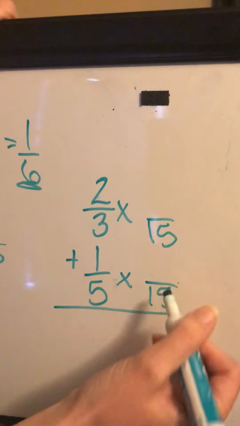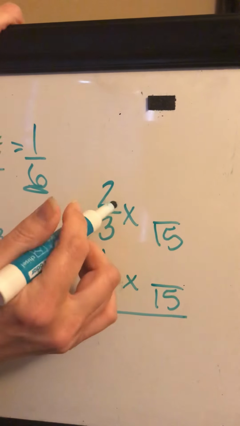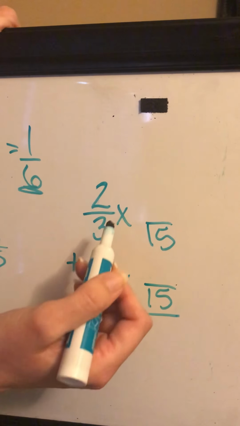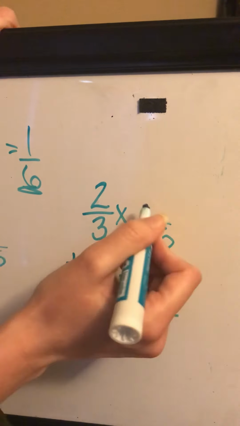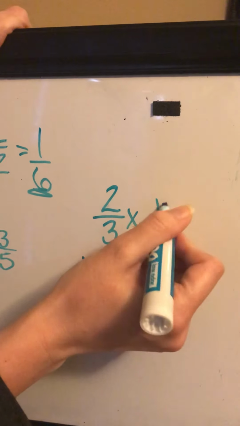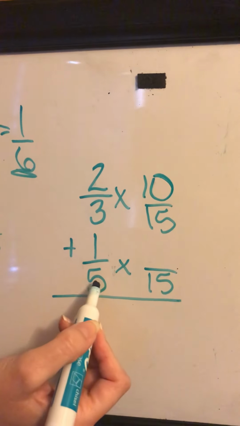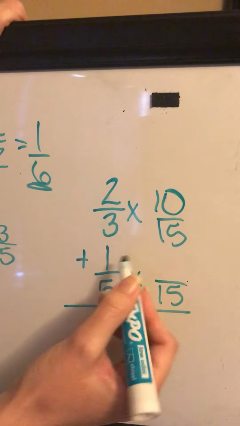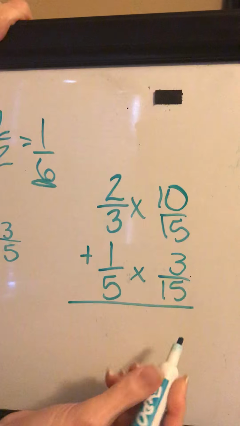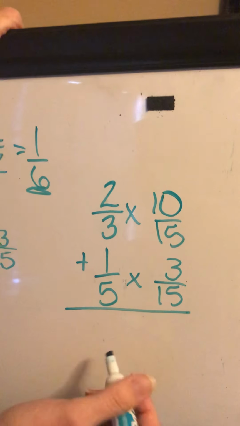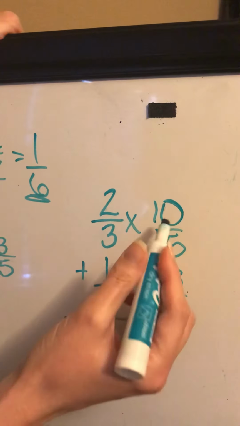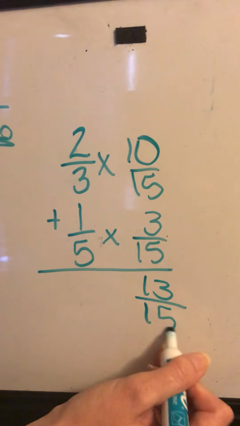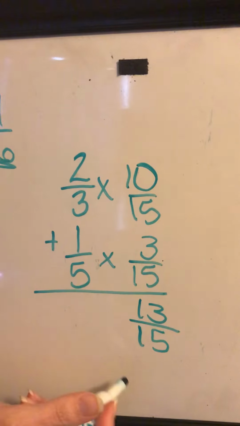And then if you'll remember, whatever I do to the denominator, I have to do the same thing to the numerator. So to get from 3 to 15, that's like multiplying by 5. So I have to multiply the numerator by 5. So 2 times 5 is 10. And then here, 5 times 3 gives me 15, so I multiply the numerator by 3. So 1 times 3 is 3. So now I have common denominators. So I just add the numerators. 10 plus 3 gives me 13. And my denominator is going to be 15.